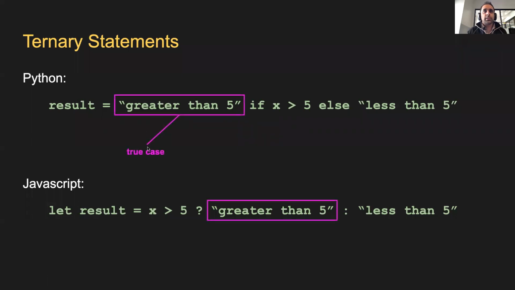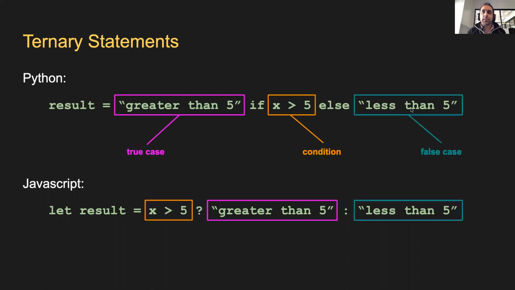So you have a true case. For Python, you put the true case first. In JavaScript, it comes after the condition. You have a condition, so that goes in the middle. I actually prefer JavaScript. I think that just makes more sense to me, but Python has done it this way for whatever reason. And then you have a false case. So essentially the same thing, just a few things swapped around. Notice the if and else keywords versus in JavaScript, you use question mark and colon. So again, just another way to be quicker about your development. You don't have to use these, but they can make your code easier to parse and read.